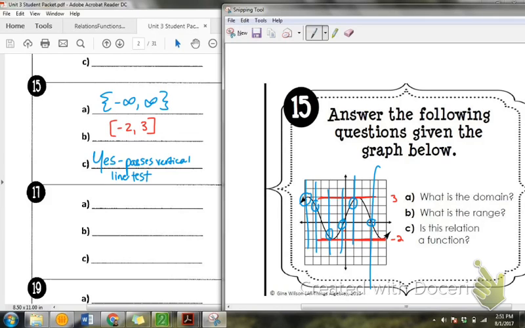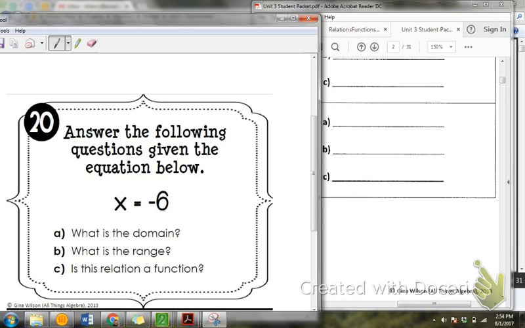Okay, questions on 15? You guys are doing all right with this? Seems pretty straightforward, but okay.